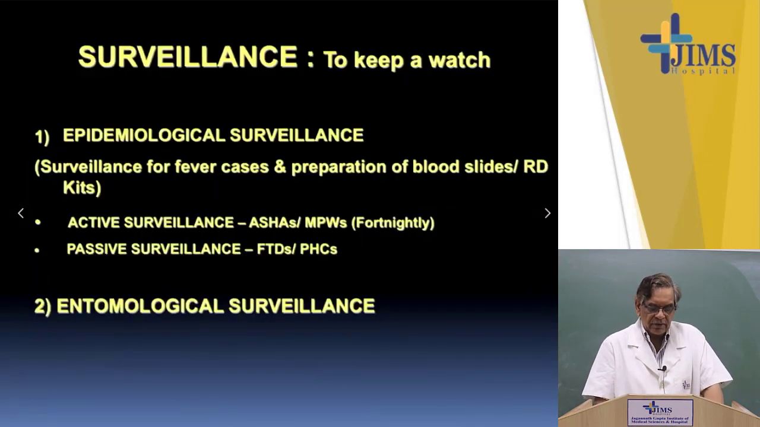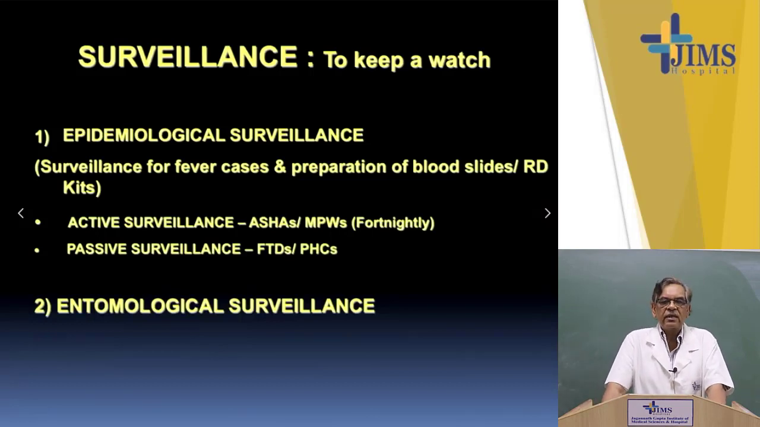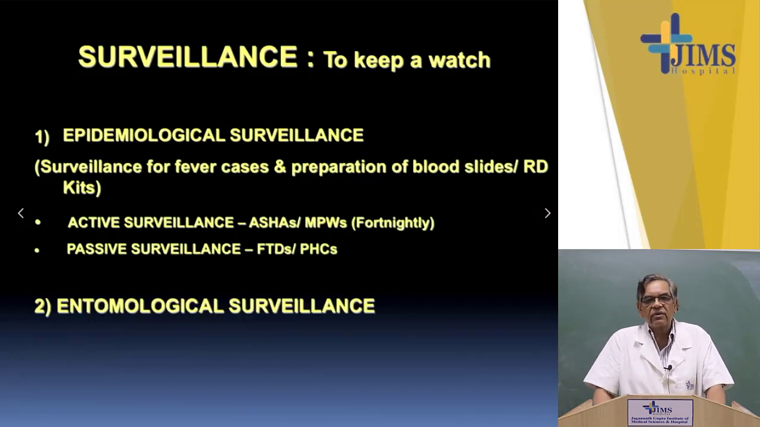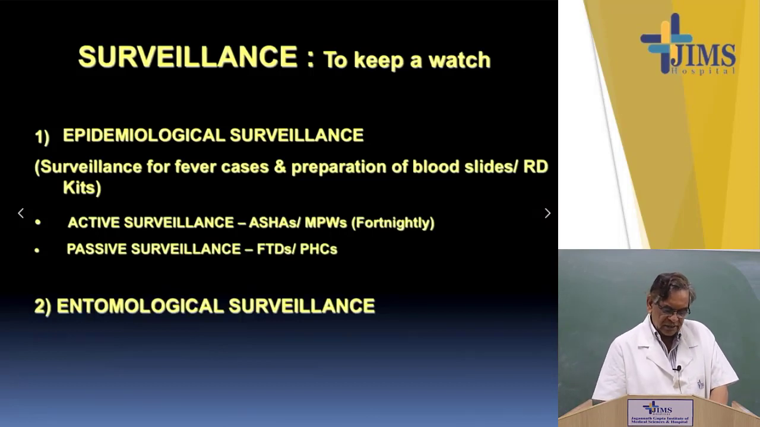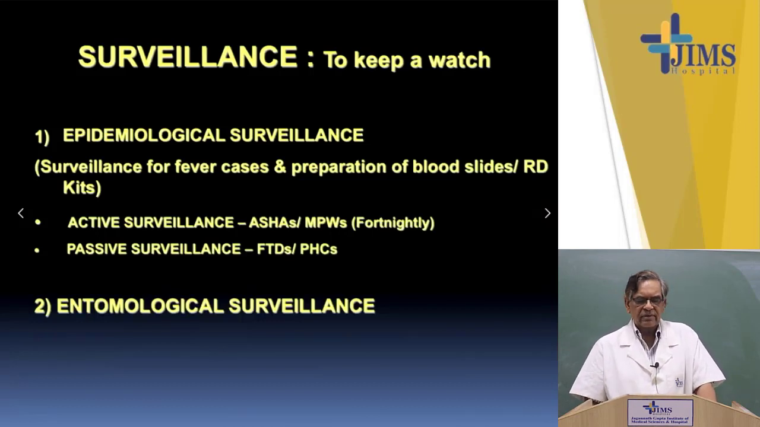Surveillance. When we talk in terms of surveillance, remember we just discussed the ABER, the annual blood examination rate. The annual blood examination rate depends a lot on surveillance. Now, surveillance is of two types. One is the epidemiological surveillance and one is the entomological surveillance. In epidemiological surveillance, the surveillance is for fever cases and preparation of slides. Active surveillance and passive surveillance.